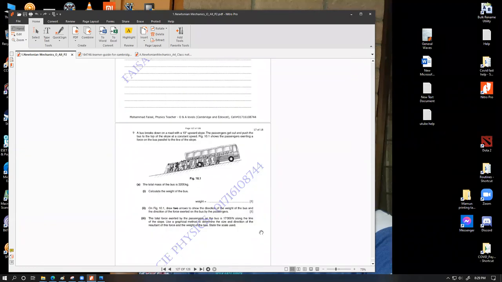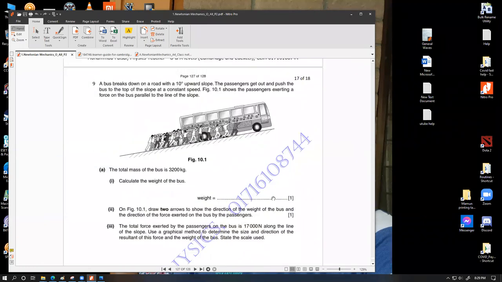So let's have a look at this question so that we can understand this better. This question says that a bus is parked on a road with a 10-degree upward slope. 10-degree upward slope means that with the horizontal, the slope is 10 degrees. That's the important bit. The horizontal is not shown in this figure, but if you draw a horizontal line over here, then this angle is going to be 10 degrees. The passengers get out and push the bus to the top of the slope at a constant speed.